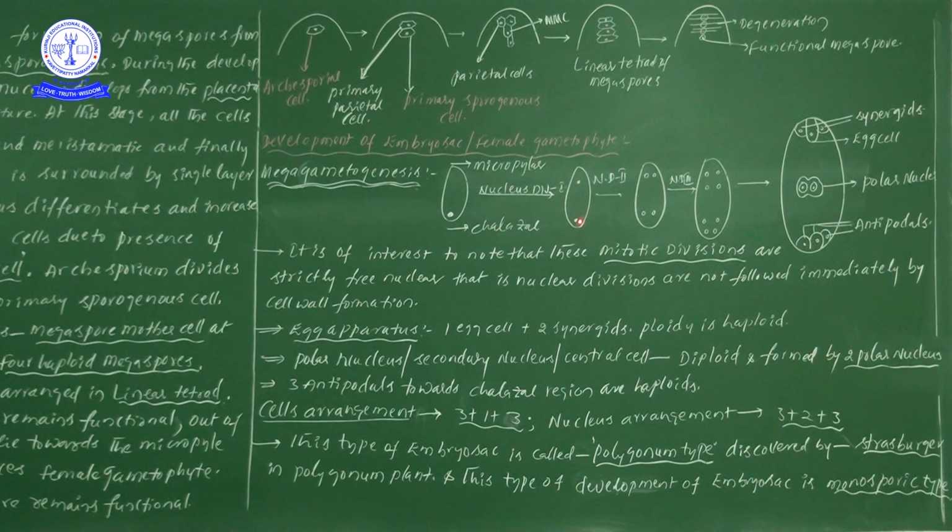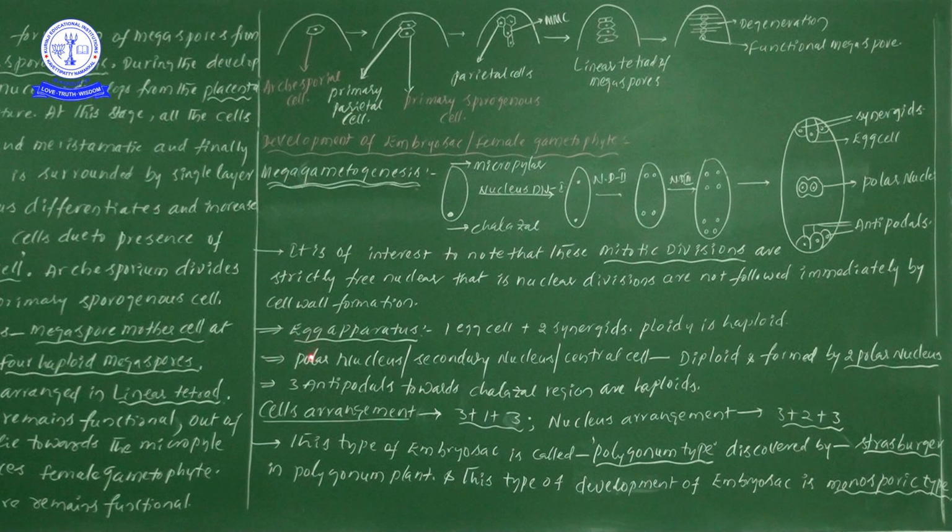Here two nuclei are there, and there is no chance for the formation of cell wall. Here also no chance, here also no chance. Once the free nuclear division is completed, only then can we see the development of cell wall formation. I hope my dear students you understood this point.